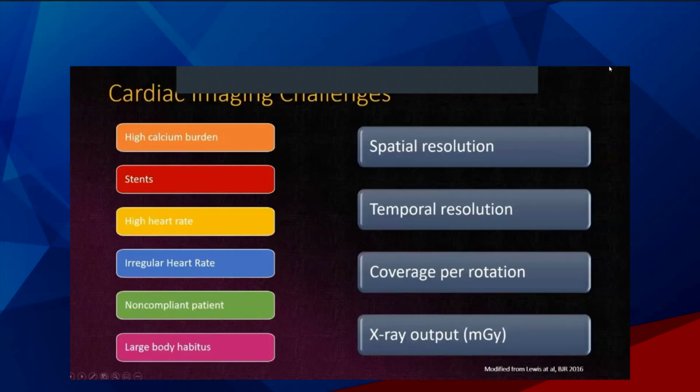Continuing with the cardiac imaging challenges on the patient side, there are several specific factors that make the acquisition particularly more difficult. Among these are the presence of large calcium burden and stents, as well as fast and irregular heart rates. A patient that is uncooperative or possesses a large body habitus significantly increases the difficulty of this study. And several of these factors affect various parameters on the CT acquisition.